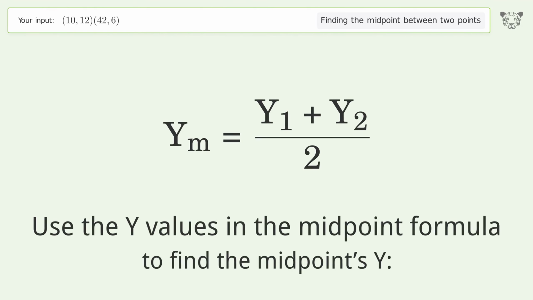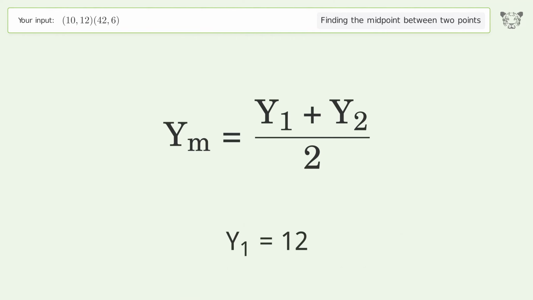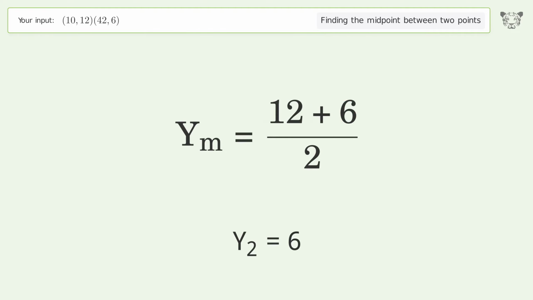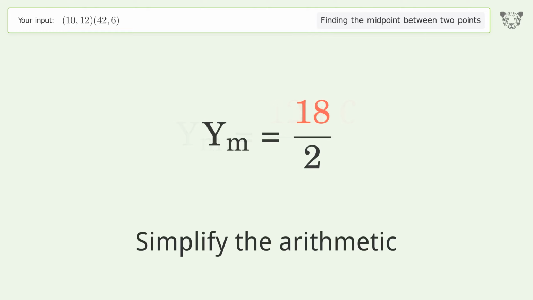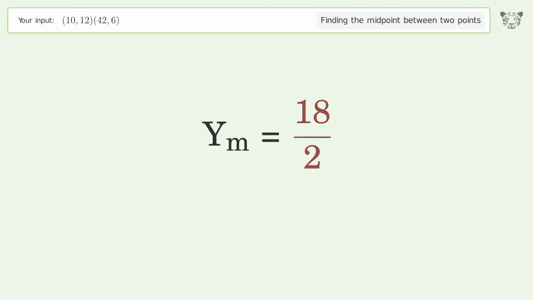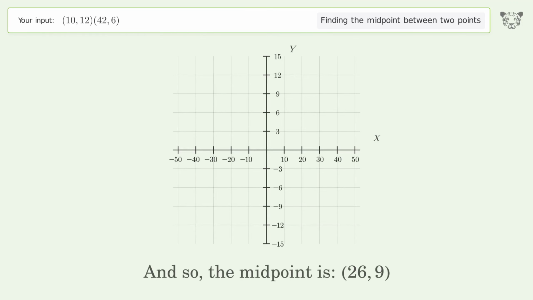Use the y values in the midpoint formula to find the midpoints y. y1 equals 12. y2 equals 6. Simplify the arithmetic. And so, the midpoint is 26,9.